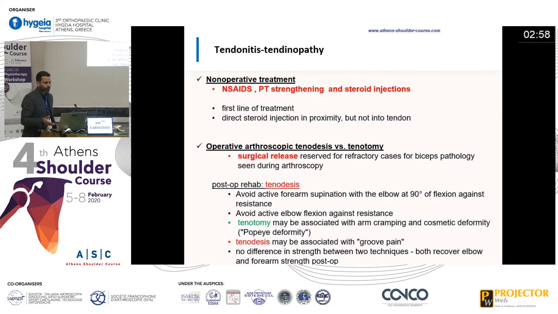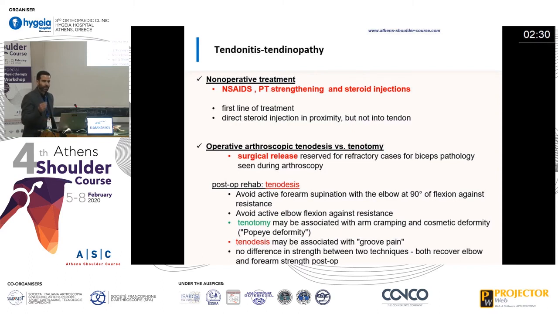When we have to operate, it is operative arthroscopic tenodesis or tenotomy. Surgical release for tendinopathy is reserved only for refractory cases and concomitant pathology seen during arthroscopy. Post-op rehabilitation for tenodesis, which is the main thing we do when we do an arthroscopy in the shoulder.